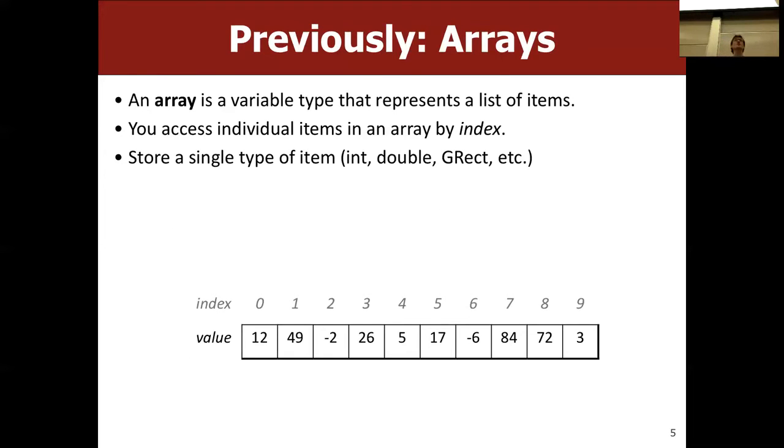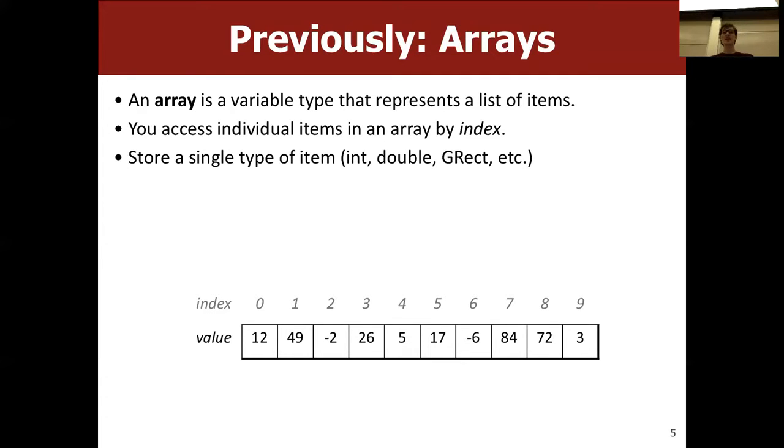But just to review and recap in preparation for moving to ArrayLists, as we said before, an array is just a variable type that represents a list of items. You access those items by a particular index in the array. So you can have many things in the array. You access which element in the array you want by index. And then you can store any single type of item in an array. So we say that arrays are homogeneous because once you say what it stores, it can only store that one type of thing. But it can store anything you want, ints, doubles, T-rex, whatever.